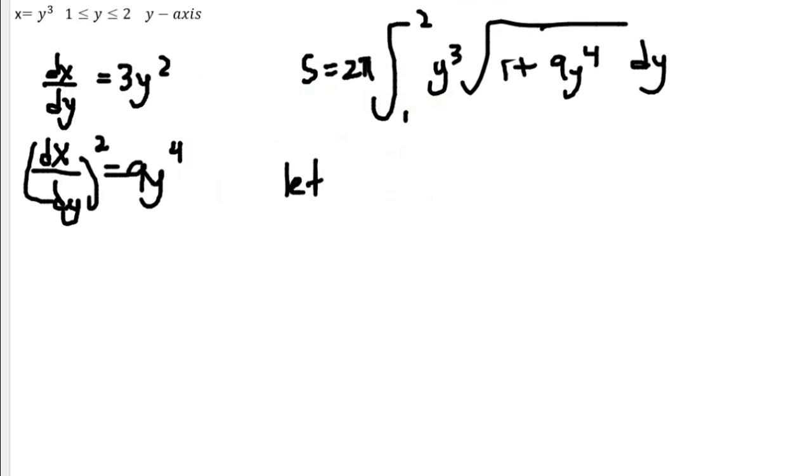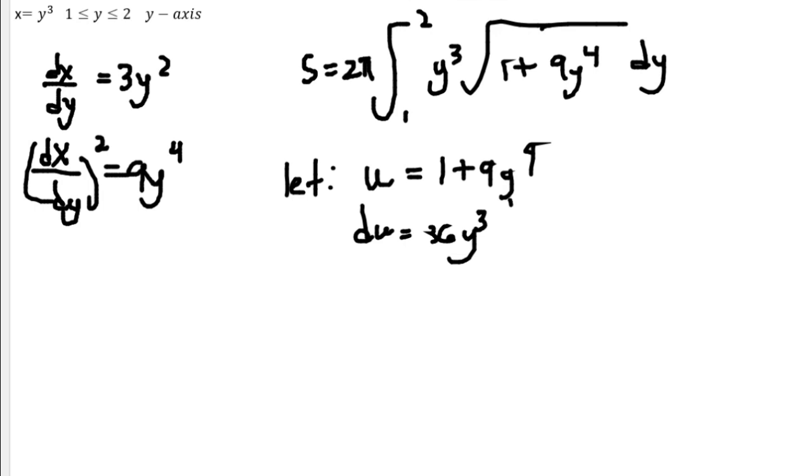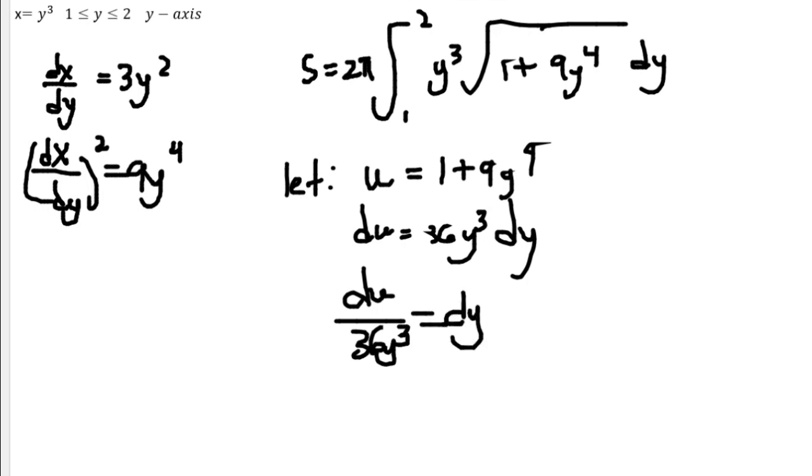Okay, now let's solve this. Let's simplify, just like earlier. Let u equal 1 plus 9y raised to the fourth power. Okay, let's take its derivative with respect to y. So du equals 36y cubed dy. If we solve for dy here, we get dy equals du over 36y cubed. Now we can replace dy by du over 36y cubed, and replace 1 plus 9y to the 4th with u.